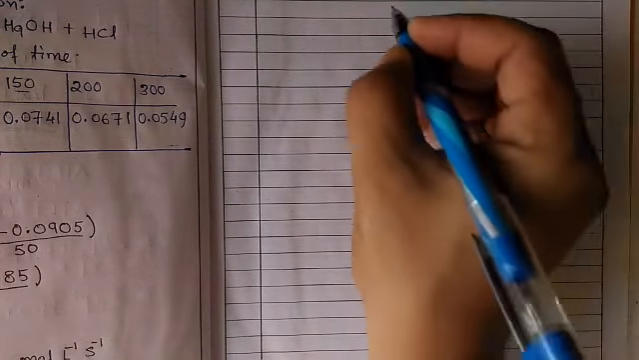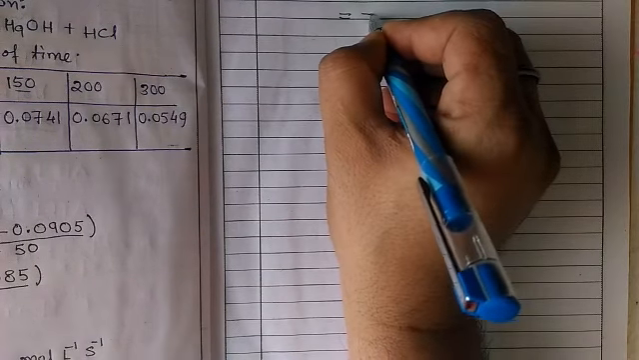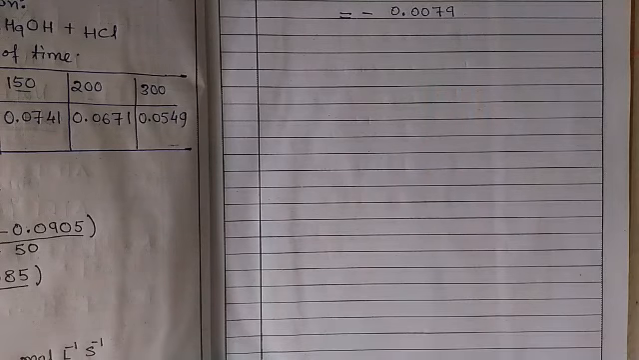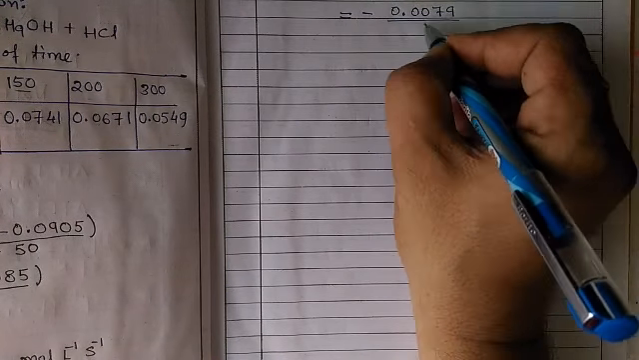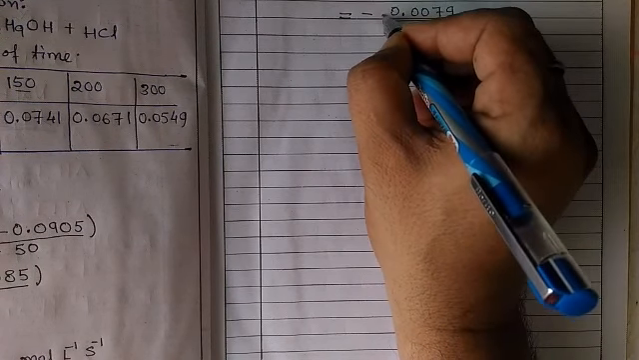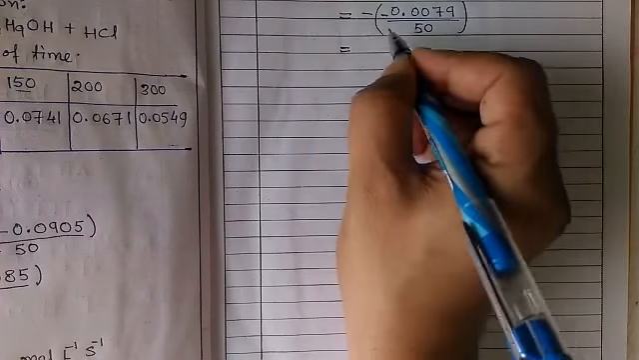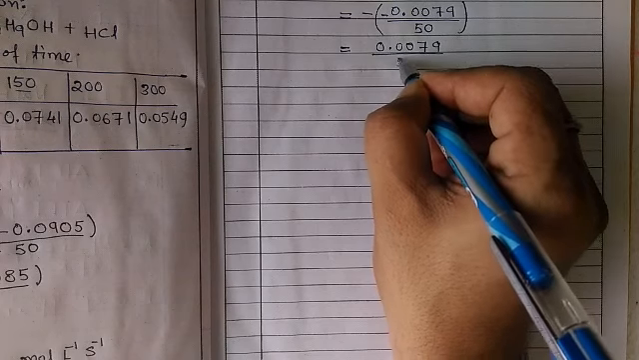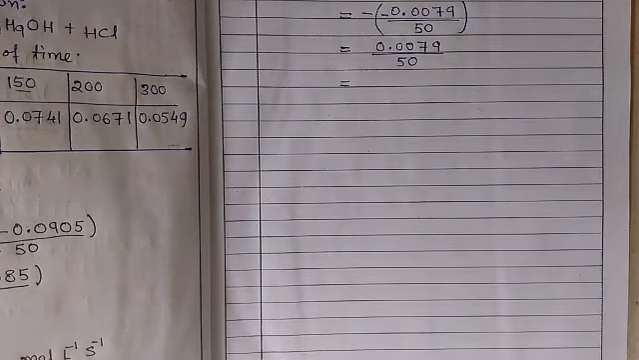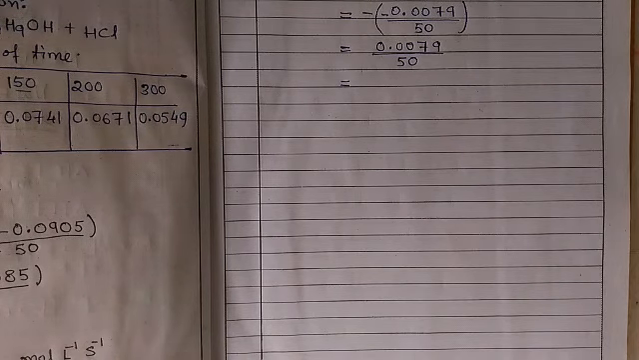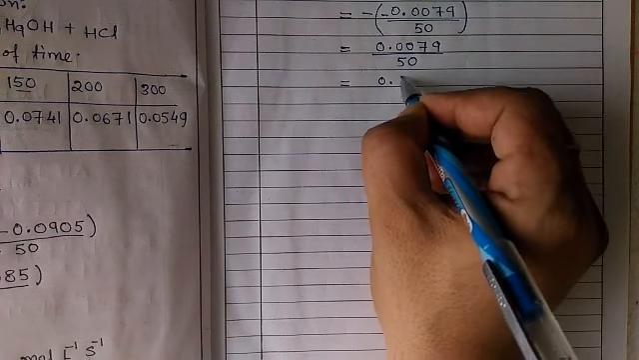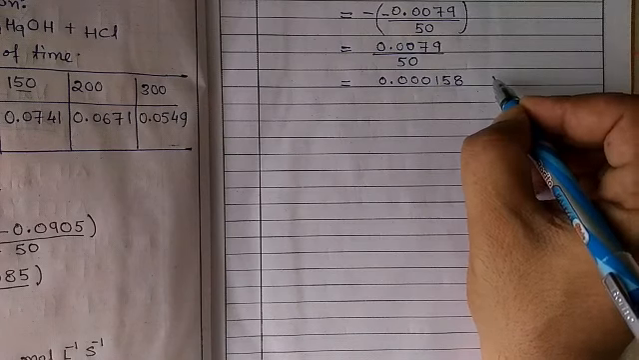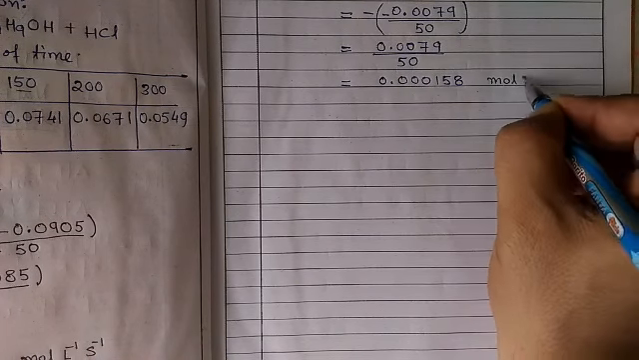Now the value comes out to be minus 0.0079 after subtracting, and then we are dividing the value by 50, and this whole value is negative, so this is going to become positive: 0.0079 by 50, and when calculated this comes out to be 0.000158, and the unit you all know, mole per liter per second.